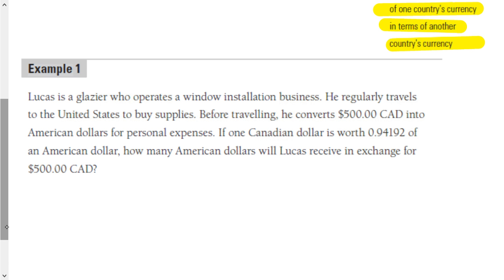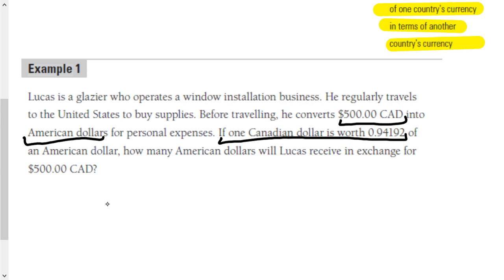Lucas is a glazier who operates a window installation business. He regularly travels to the United States to buy supplies. Before traveling, he converts 500 CAD, so Canadian dollars, into American dollars. If one Canadian dollar is worth 0.94192 of an American dollar, how many American dollars will Lucas receive in exchange for 500 Canadian dollars?